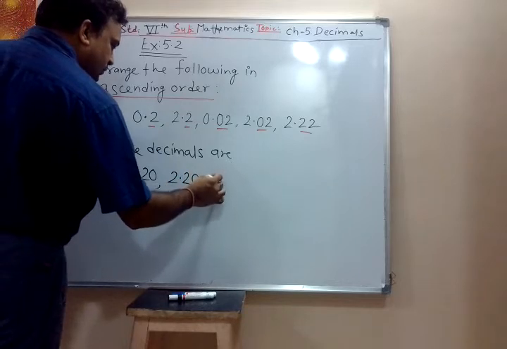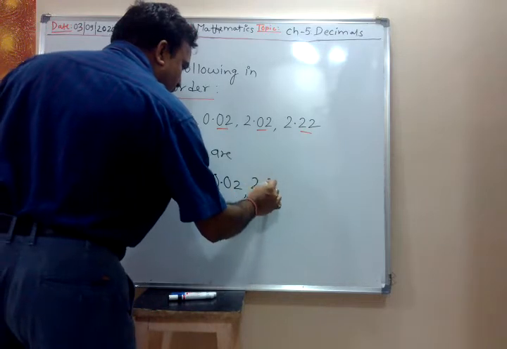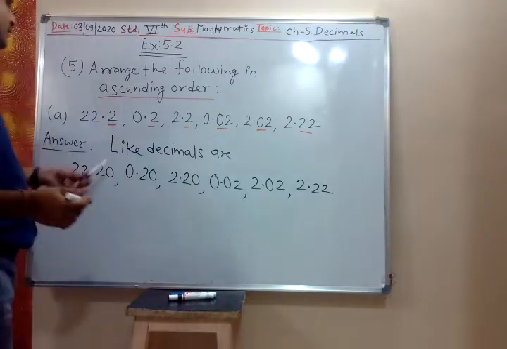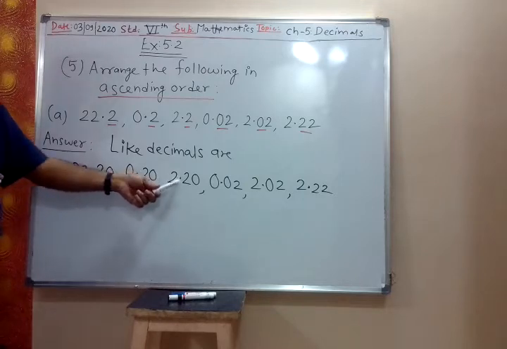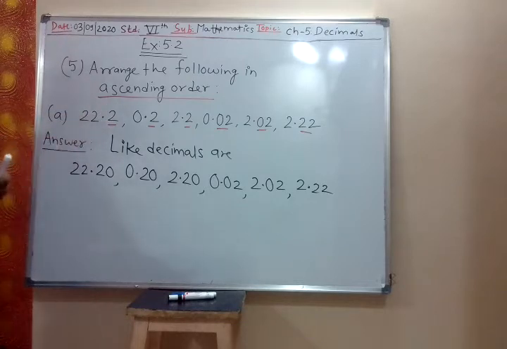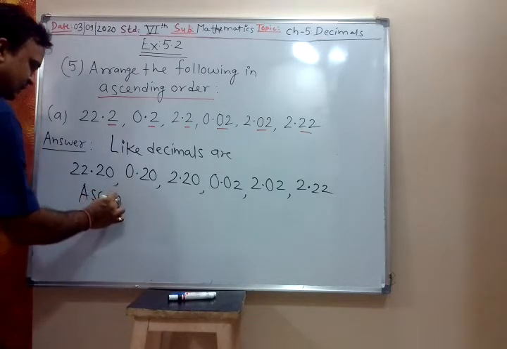Then 0.02, then 2.02, then 2.22. In this way we convert them into like decimals. Now after the point there are 2 digits in each. Earlier there was 1 digit after the point, so to convert them into like decimals we add a 0 to the right. Now let us arrange them in ascending order.